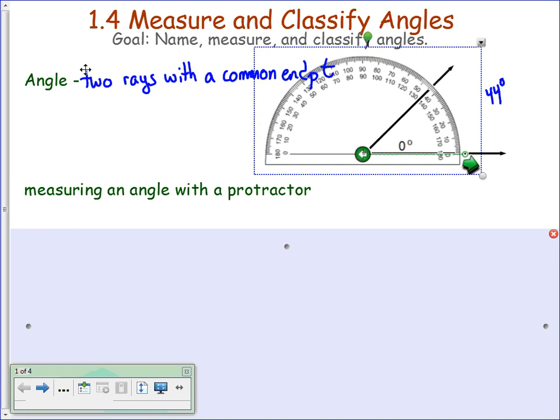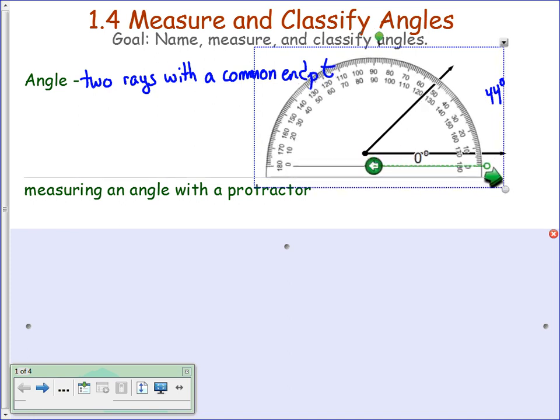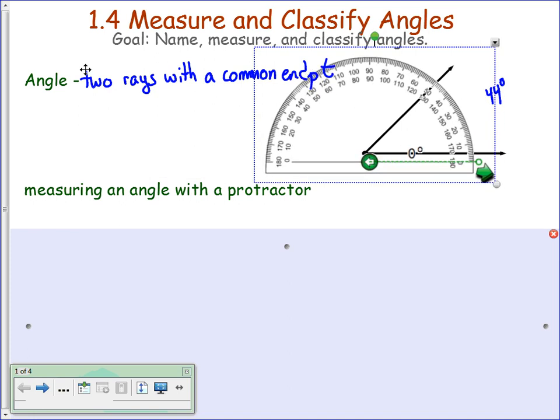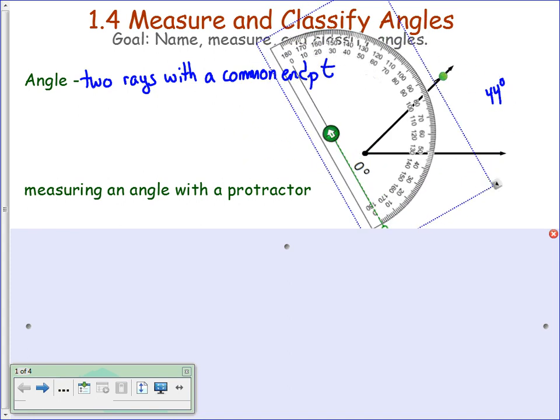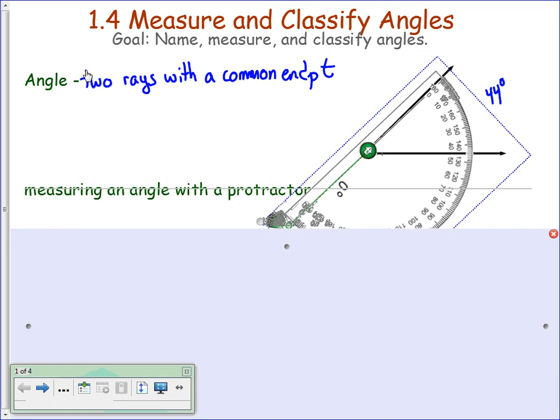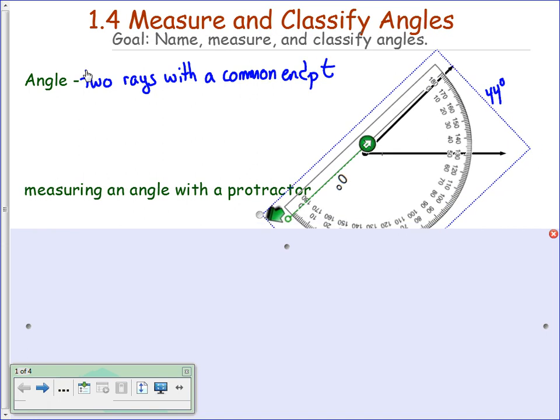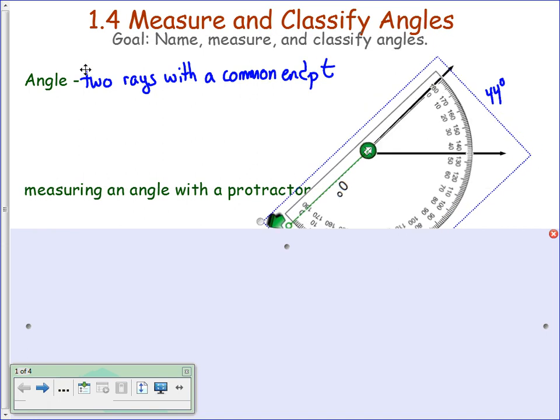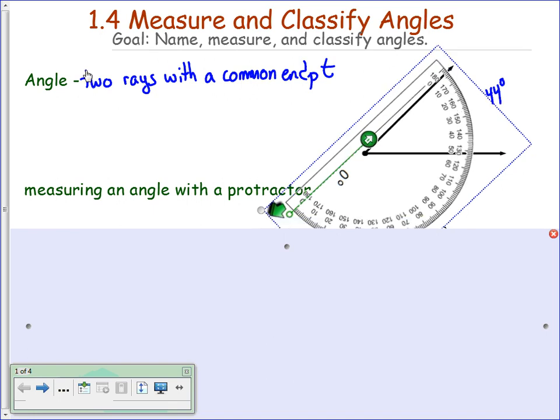Now, if the angle was going the other way, and I was measuring for some reason like this, I can see I'm a little off 0, so I'd have to adjust it, but I'd be using the inside numbers because I want to start with wherever 0 is, not the 180.